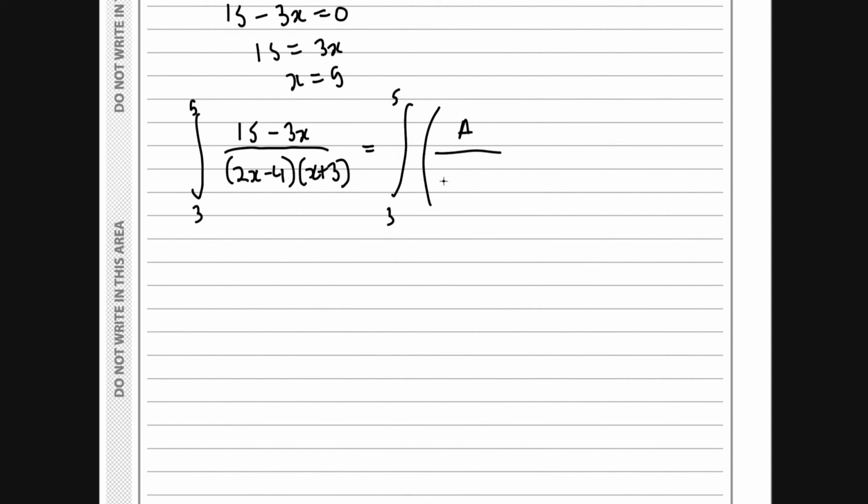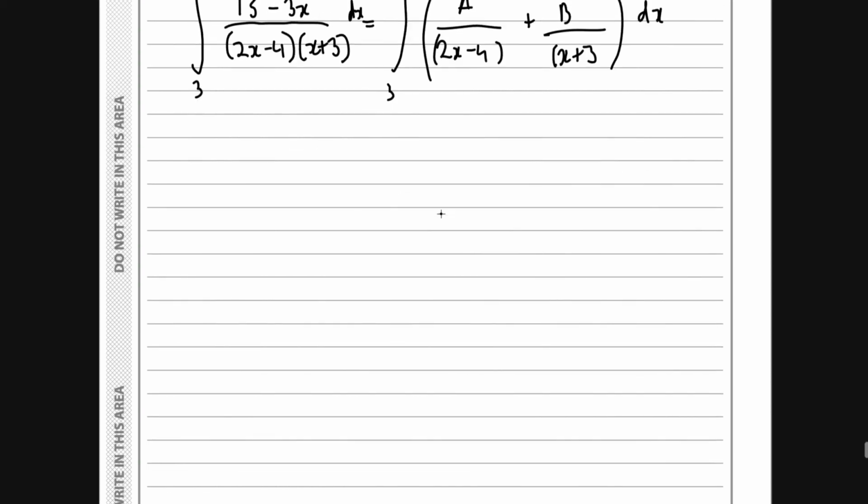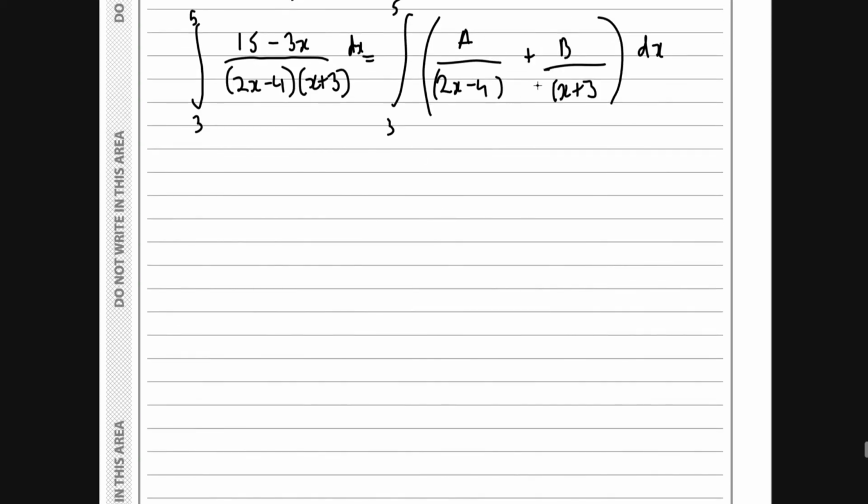A as the first numerator over 2x minus 4. I'm going to add that to B as the second numerator over x plus 3, keeping those in brackets, and remembering that this is integrating with respect to x. And what I'm going to be doing now is solving for the values of a and b.